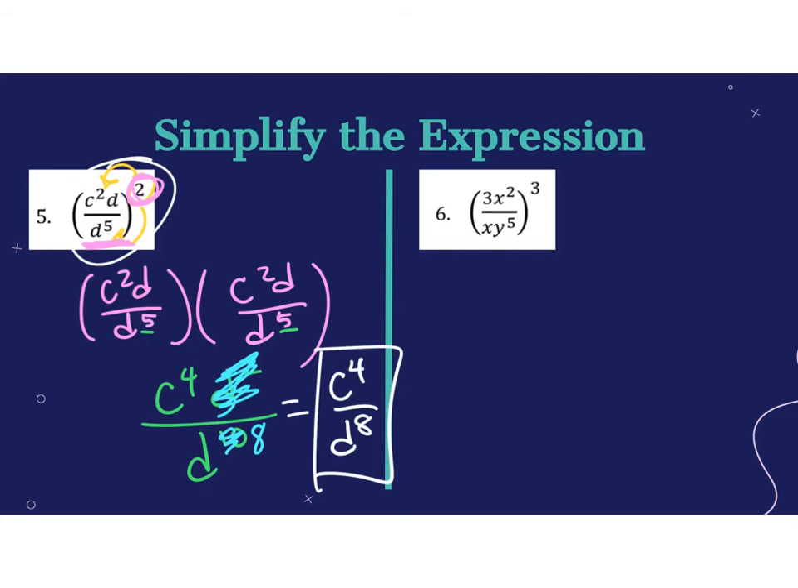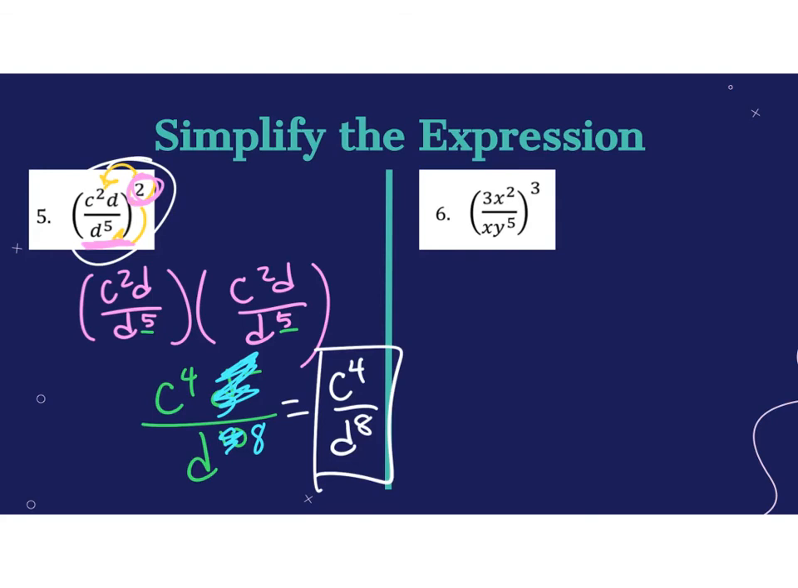All right, so let's take a look at number 6 here. So in number 6, I have the set of parentheses 3x squared divided by x times y to the 5th power, and the whole set of parentheses is raised to the 3rd power. So the other way that we can think about expressions like this is simplifying inside first. Sometimes it's easiest to simplify the inside of the expression before we raise everything to the 3rd power, or in other words, multiply everything by itself 3 times.